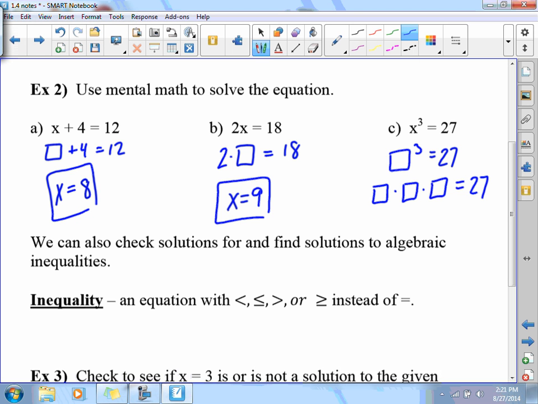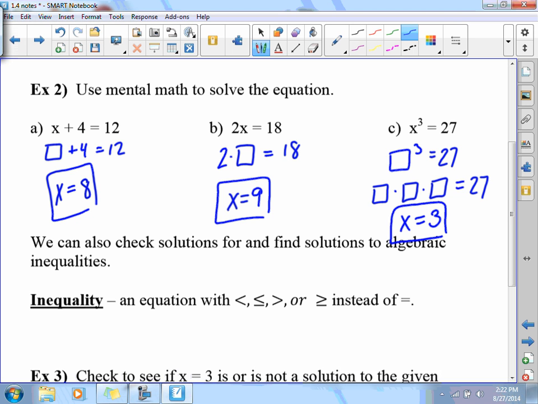So you might need to guess. Again, we're using mental math. So you could say, is it 1? 1 times 1 times 1? Nope. Is it 2 times 2 times 2? Nope. Is it 3 times 3 times 3? Yes, it is. 3 times 3 is 9, times another 3 is 27.